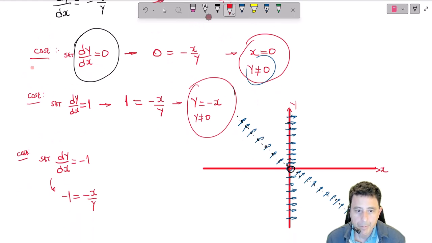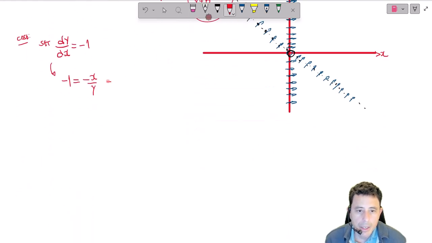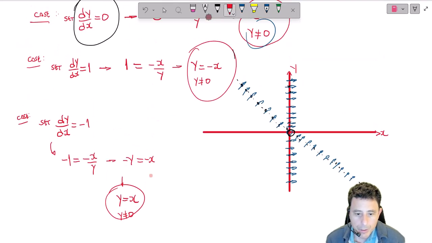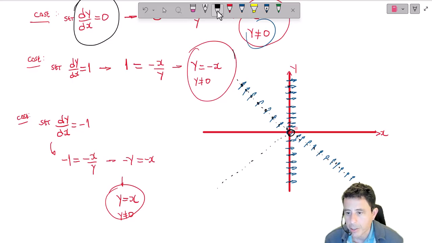Okay. Well, this means that negative y equals negative x, which means y equals x. Now, what do we do with this information? And again, y has to be different than 0. What do we do with this information? This is a line that goes like this. Right? It's a straight line going through here.